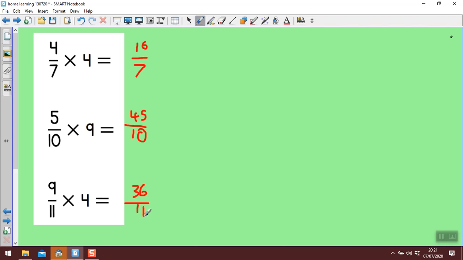Now if you haven't already, I'd like you to turn them into mixed numbers. So 16 divided by 7 is 2 whole ones, because 2 sevens make 14, and there's 2 left over, and the denominator stays the same. 45 divided by 10, 4 tens go into 40, and there's 5 left over. 4 and 5/10, which is the same as 4 1/2. And then 36 11ths, how many 11s go into 36? 3 11s go into 33, 3 left over.